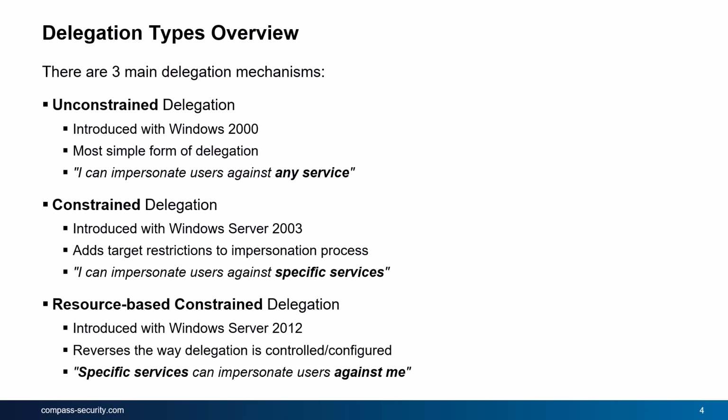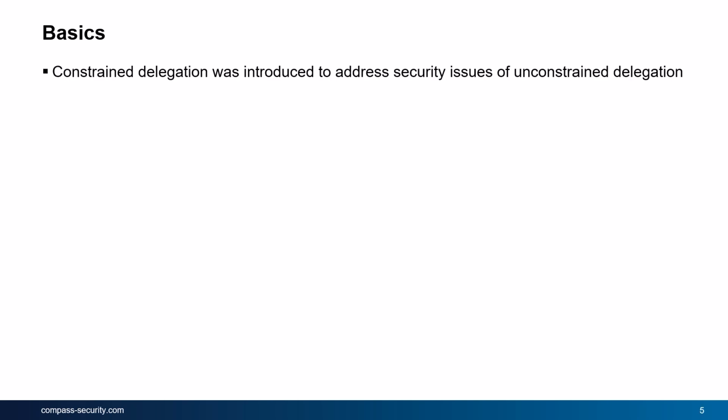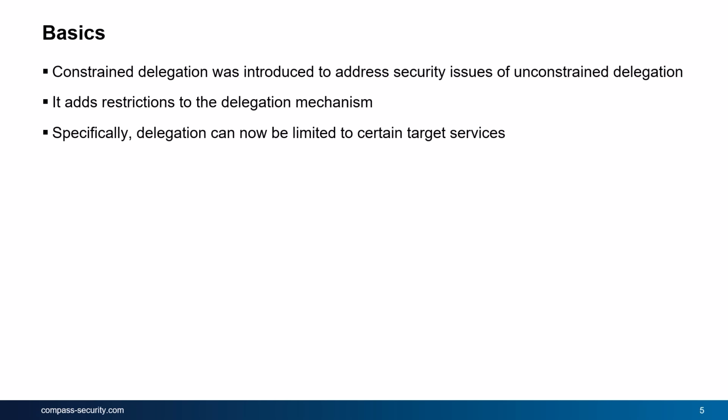And then lastly, we also have the resource-based constrained delegation, which reverses the way the delegation is defined, and this will be covered in part 6. So in this part, we're going to be looking at constrained delegation. Now for the basic mechanism, it's important to know that the constrained delegation was essentially introduced to address the issues that came up with unconstrained delegation, and it adds, as said before, some restrictions to the delegation mechanism. Specifically, the system that has delegation rights can only do so against certain other target services that are allowed.